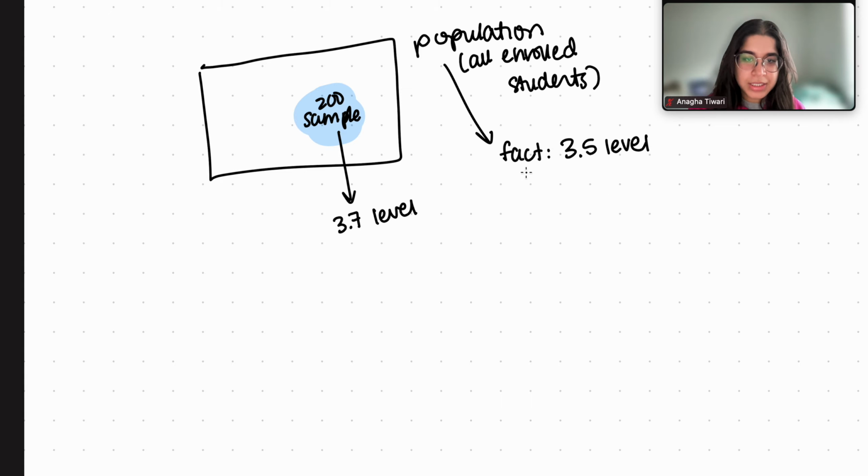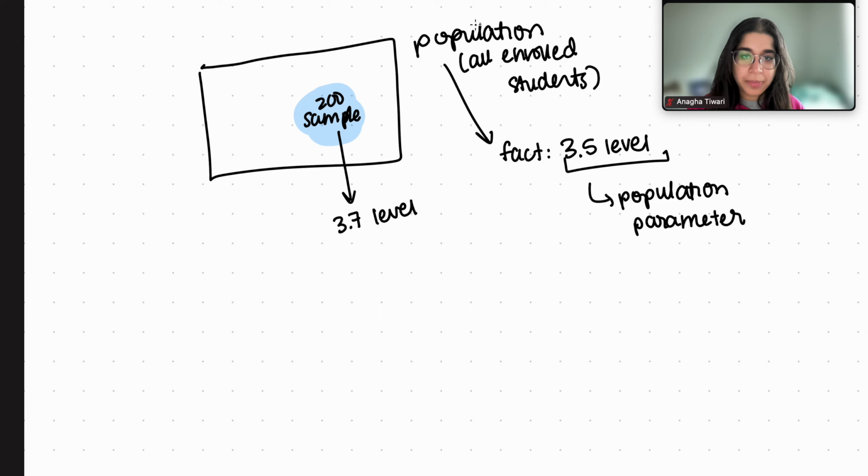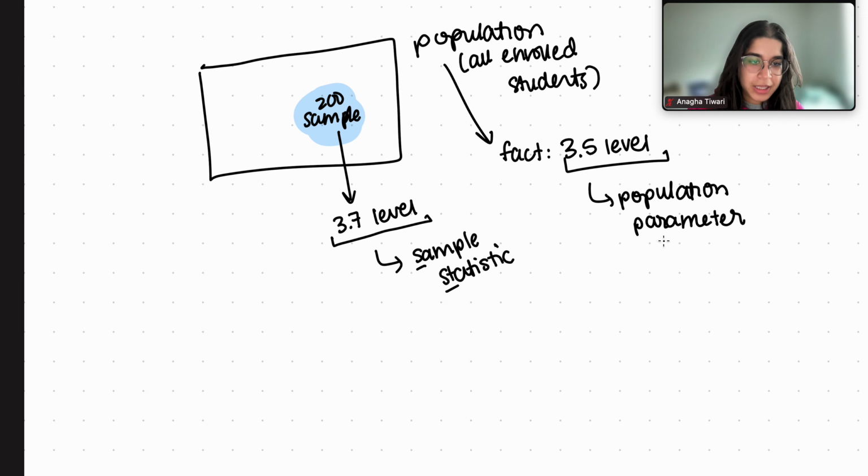The 3.5 level is what's called a population parameter. That is a fact about the population that we know. That is a fact that represents our entire population, which is all of these enrolled students. The 3.7 level is what is called a sample statistic. It is a number that represents the level from our sample. So the statistic corresponds with a sample, and they start with the same letter, so that helps. And then the parameter corresponds with the population.